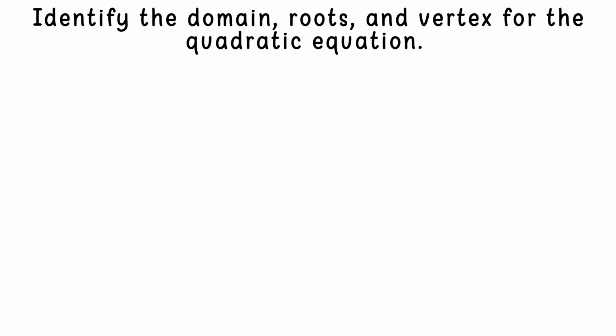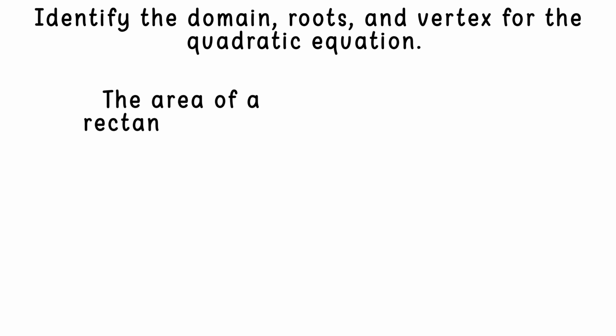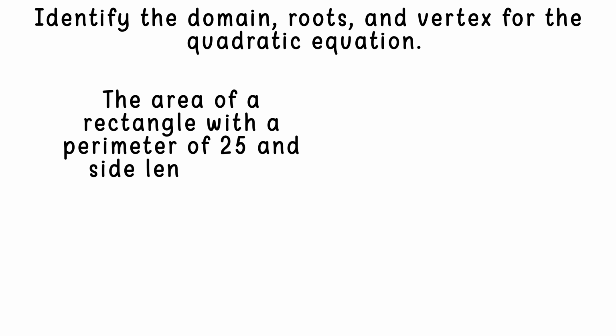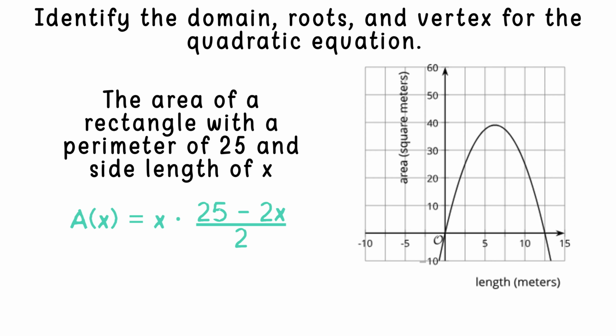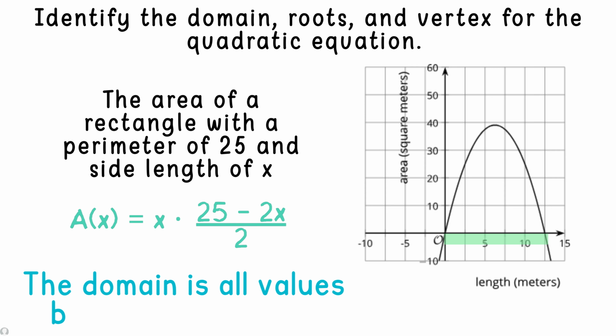Now we're going to identify the domain, roots, and vertex for the quadratic equations that were given. The first one says the area of a rectangle with a perimeter of 25 and a side length of x. Here's the graph and function that represents this situation. Let's start by looking at our domain. This is a set of all input values that make sense in our situation. Since we're talking about the area of a rectangle, we need our values to always be positive. So the only x values that make this graph positive are the values between 0 and 12.5. So our domain is going to be all values between 0 and 12.5.